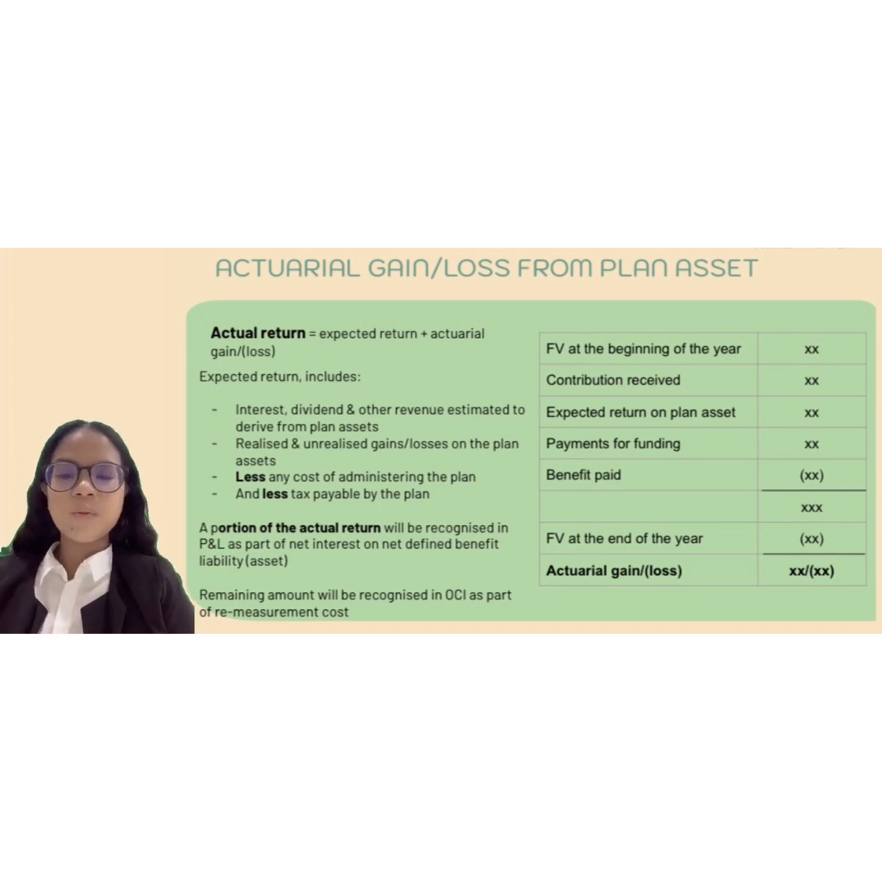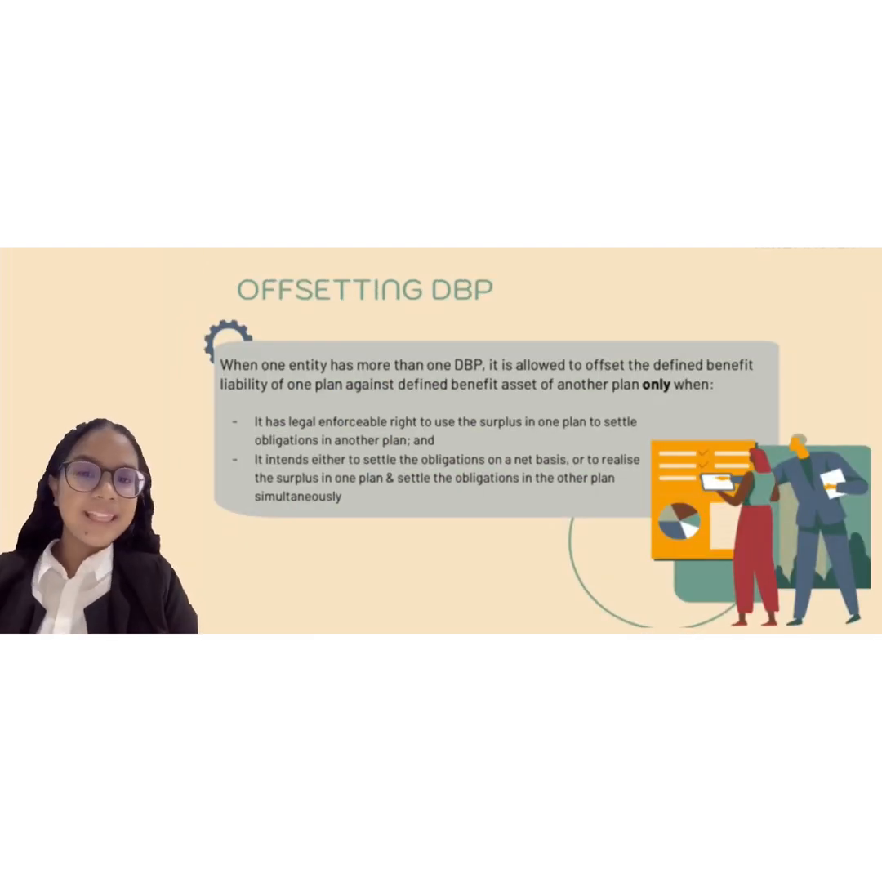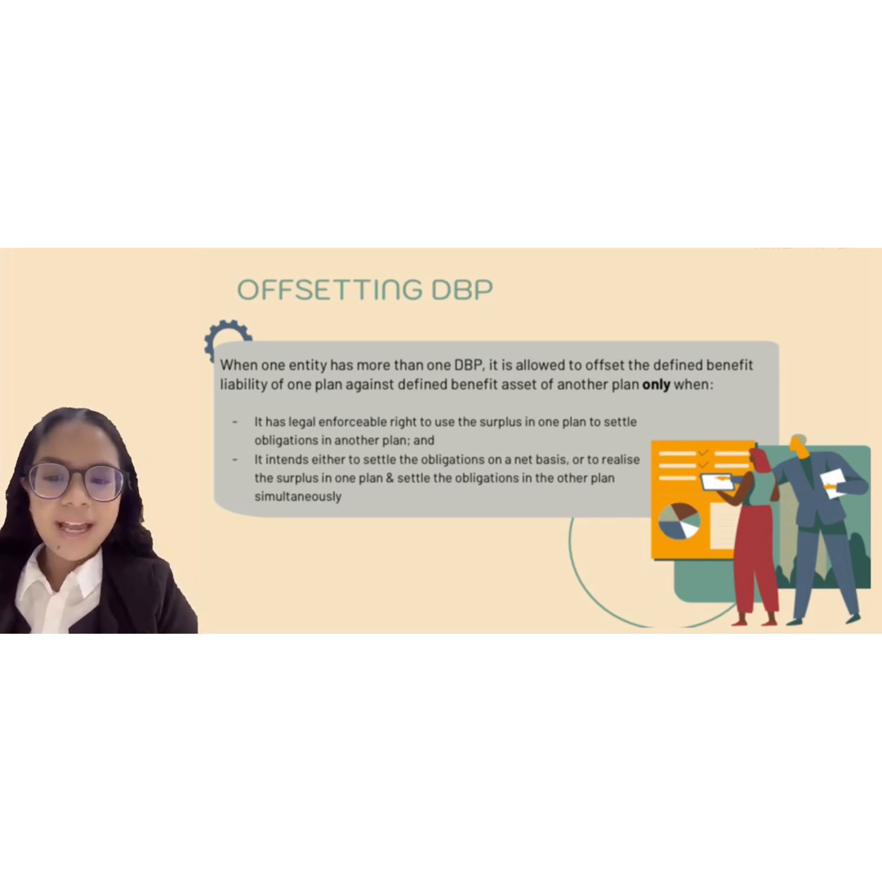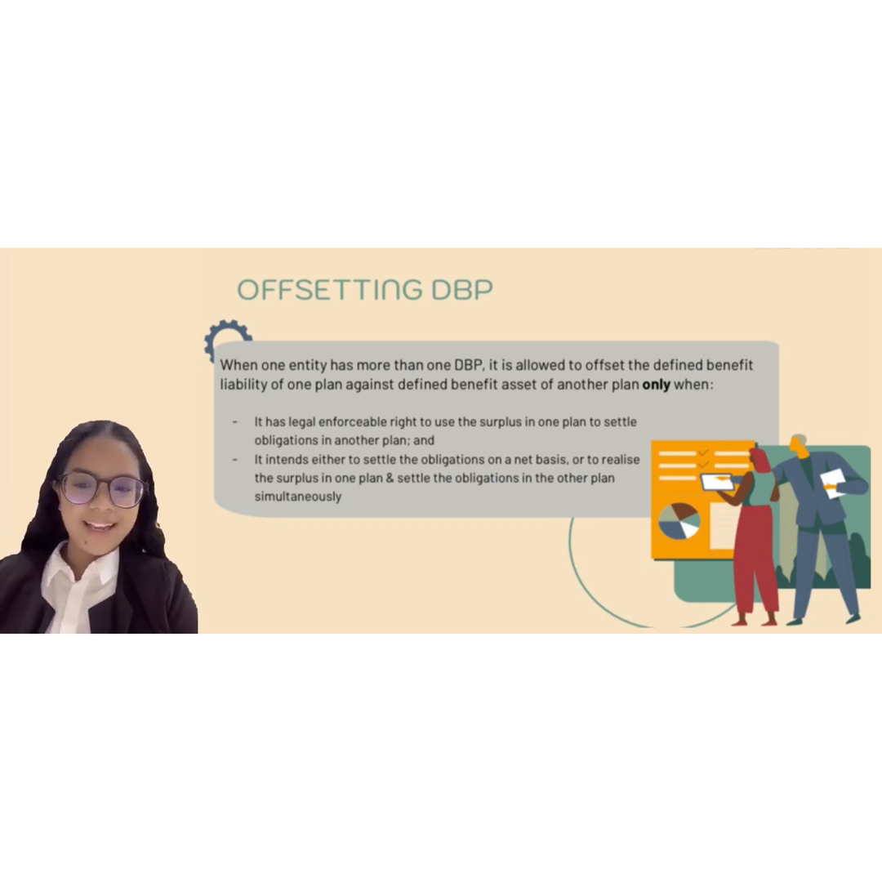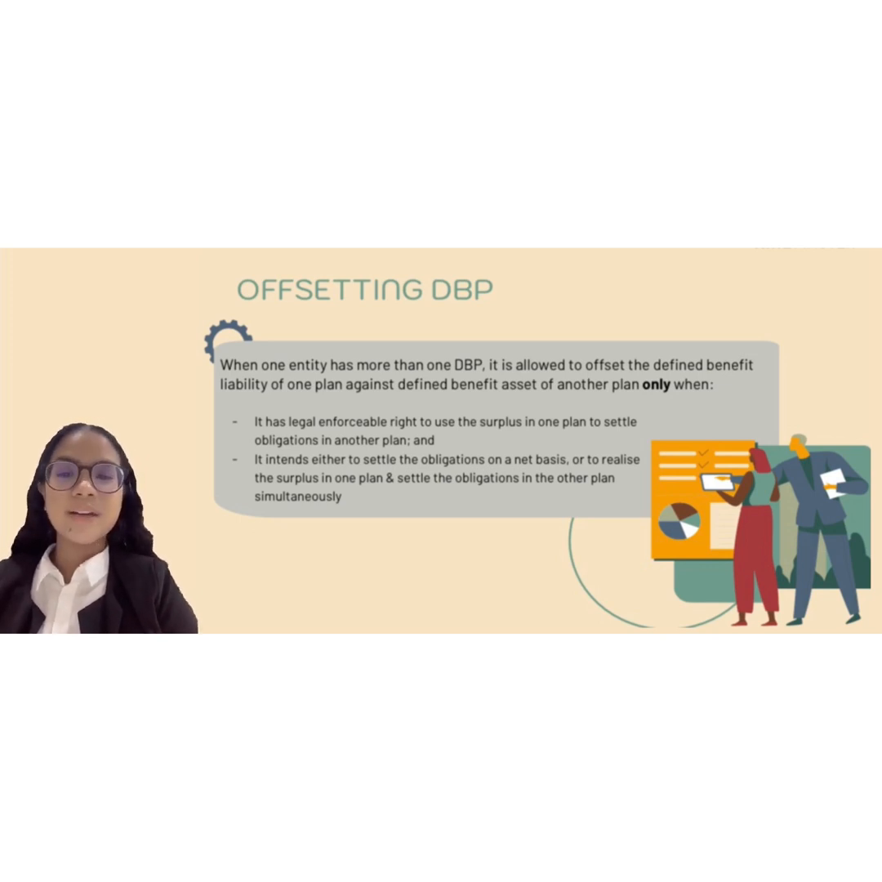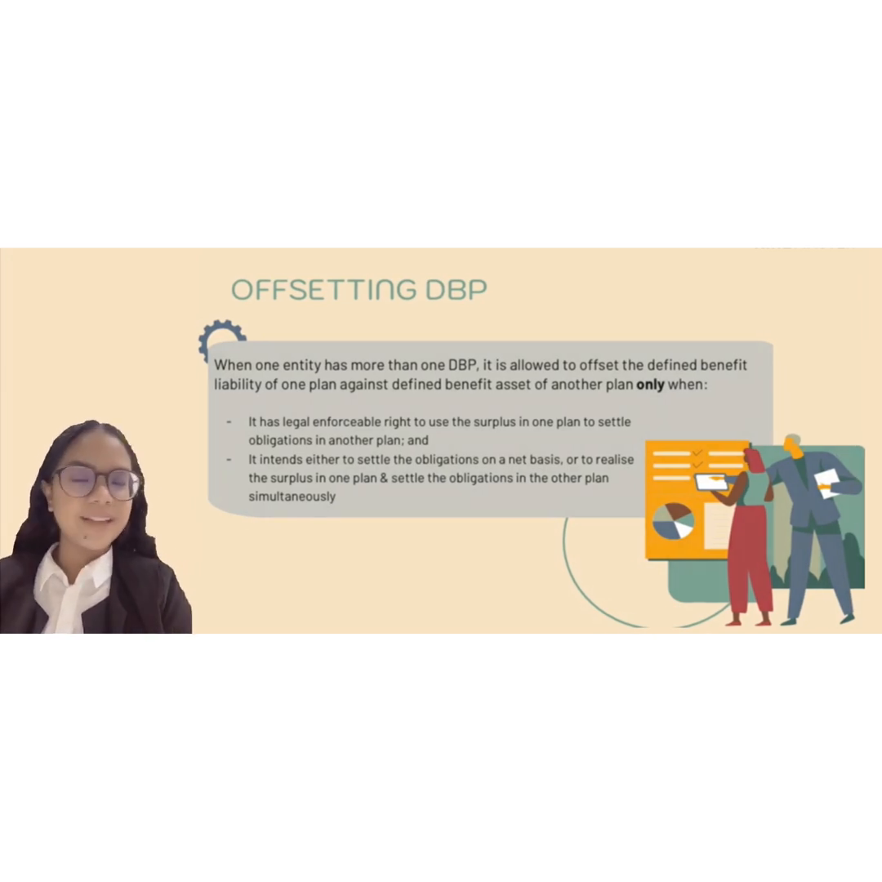A portion of the actual return will be recognized in profit and loss as part of the net interest on the defined benefit liability or asset, and the remaining amount will be recognized in other comprehensive income as part of the remeasurement cost. When one entity has more than one DBP, it is allowed to offset the defined benefit liability of one plan against a defined benefit asset of another plan. But it can only happen when it has a legally enforceable right to use the surplus in one plan to settle obligations in another plan, and it intends either to settle the obligations on a net basis or to realize the surplus in one plan and settle obligations in the other plan simultaneously.